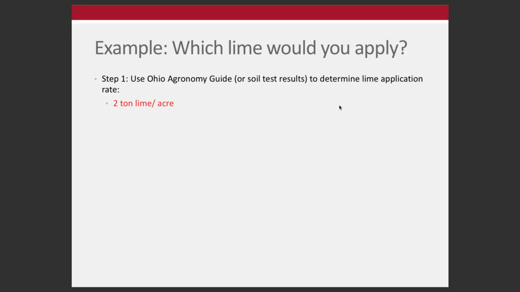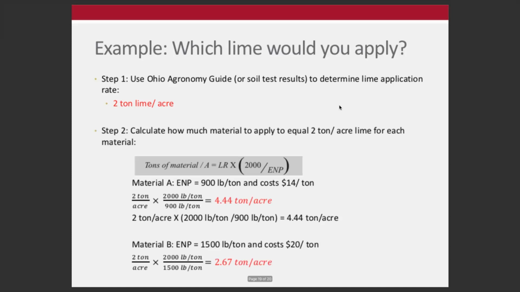So that's fine, but now we need to understand that that's with the standard ag lime, which is not what we have access to. So how are we going to calculate our lime rates for these? We need to calculate how much material we need to apply to equal 2 tons per acre of lime for each material. Here's the equation we're going to use: tons of material per acre equals our LR, which is our liming rate, times 2,000 divided by the ENP. So we're essentially setting this ENP equal to our standard of 2,000 and seeing what that gives us.